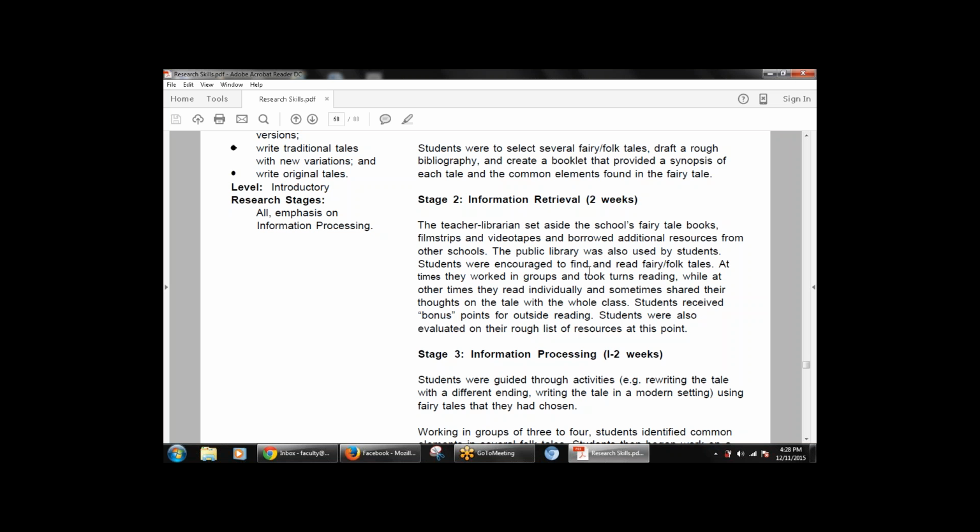And at times they work in groups and take turns reading, while at other times they read individually and share the information. Students also received bonus points for outside reading. So they are providing outside reading, and students were also evaluated on their rough list of resources at this point. That is, they are evaluated on what resources they are getting, what they have, and what they are going to plan.